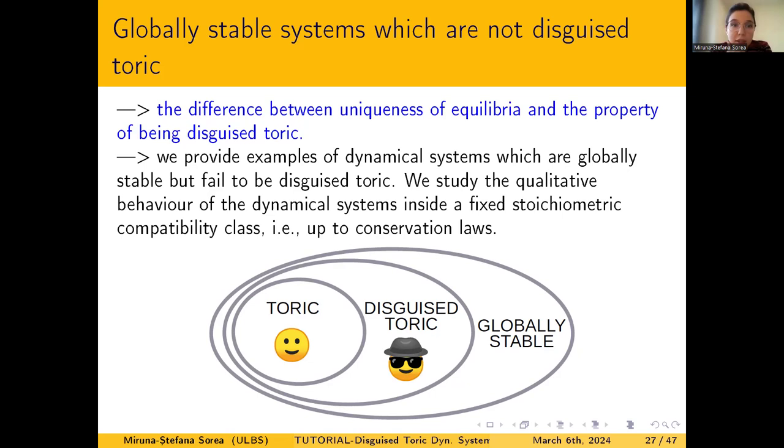What we will do in order to prove that the inclusion between disguised toric and globally stable is a strict inclusion, well, we will provide systems that are globally stable, but that are not disguised toric. Remember, when we talk about this local stability, we think only in a fixed stoichiometric compatibility class. So for each stoichiometric compatibility class, in other words, up to conservation laws.